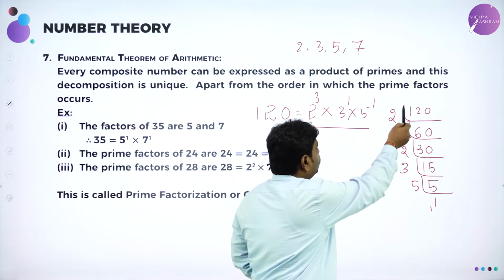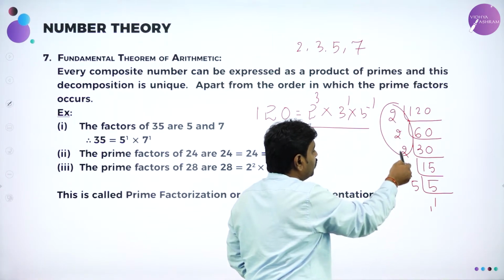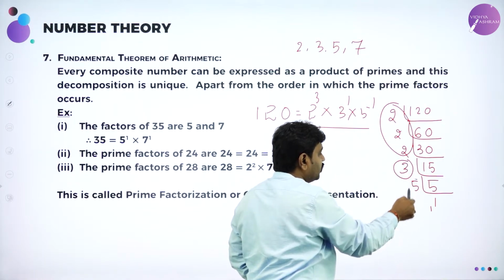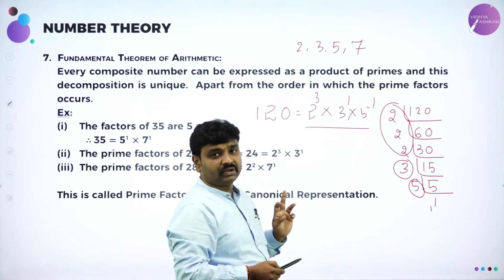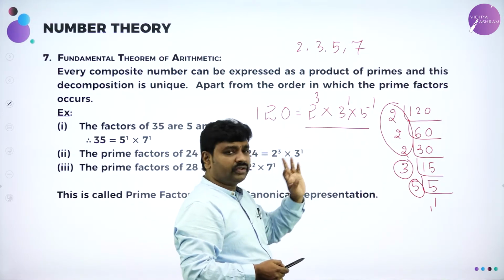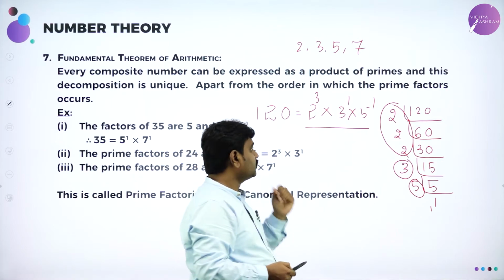And how many 2s do we have? 3. 2 power 3. How many 3s do we have? 1. How many 5s do we have? 1. So 2 cube is 8. 8 into 3 into 5. You multiply, you will get the same.